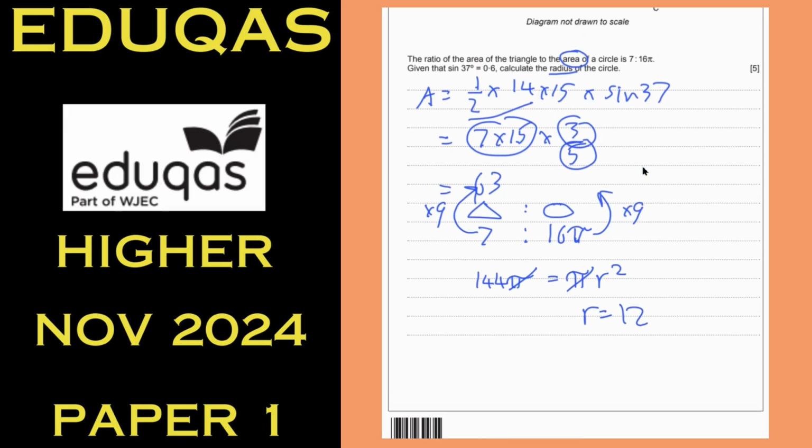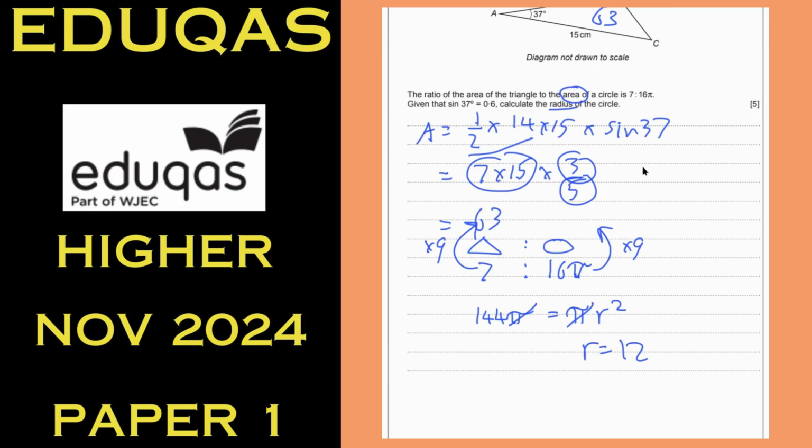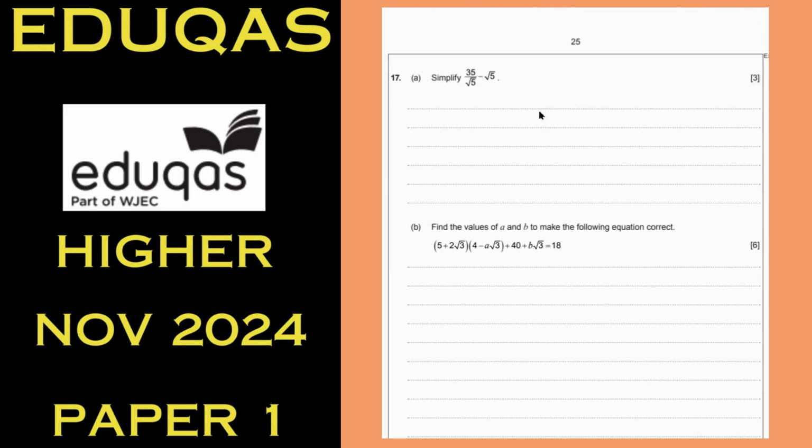Yeah, 5 marks for that. Obviously, you're going to pick up a mark for applying that and for using it to get the 63. But then scaling the ratio to get the area, square rooting to get the radius, is where your 5 marks come from. On to some surds.